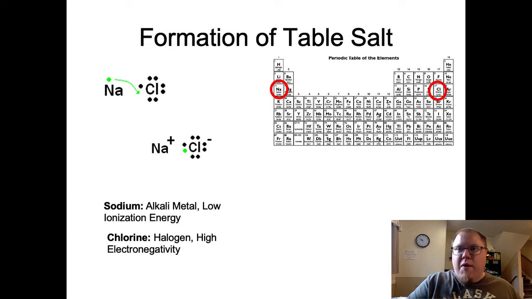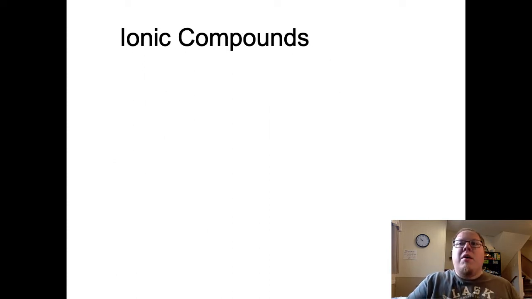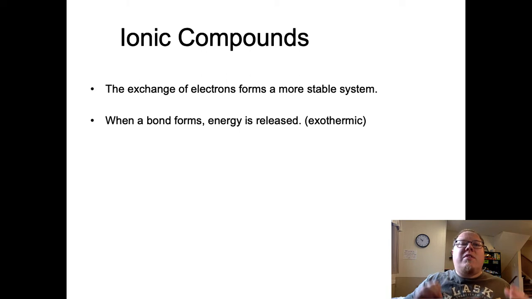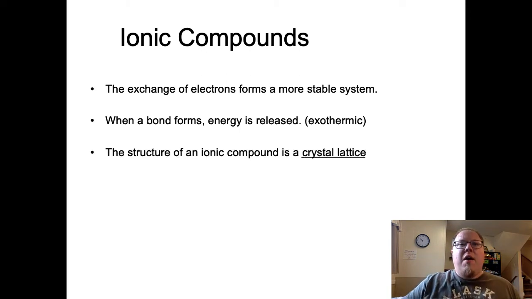Okay? So an ionic compound is when we have a metal and a nonmetal that exchange electrons with each other. This forms a more stable system because it gets each of them a full outer energy level, one by going to the full one below it, and the other one by having its outer one completely filled. When this happens, energy is going to be released. It's an exothermic process.